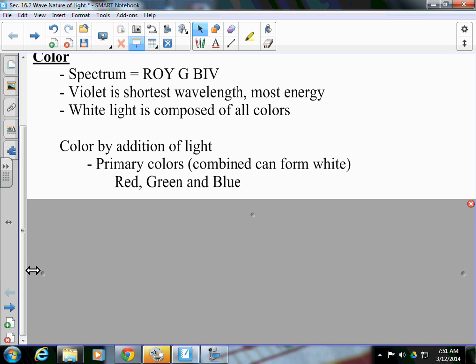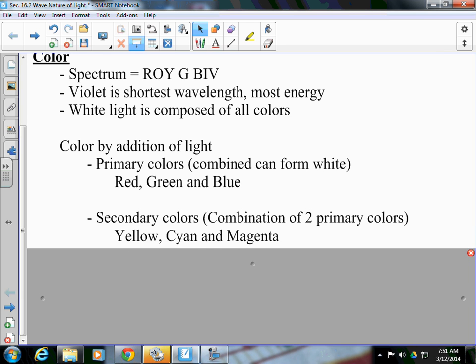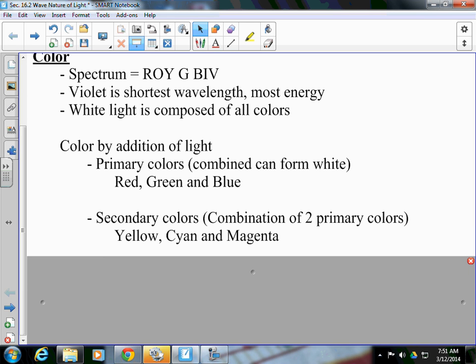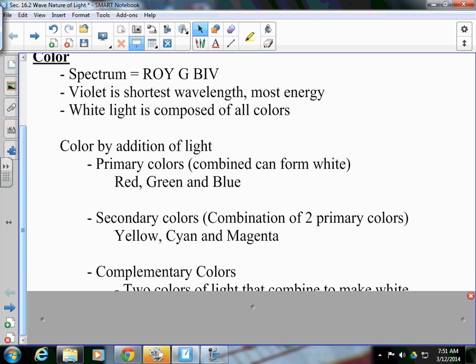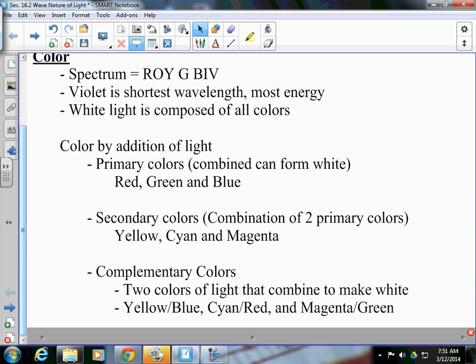If you take two primary colors and combine them together, you're going to get three more colors, just like with pigments. Two of the three primary colors together give you the secondary colors. The secondary colors are yellow, cyan, and magenta. Complementary colors are two colors of light that combine to make white light. If you take yellow and blue light, you'll make white light. Cyan and red will make white light. And magenta and green will make white light. So: primary colors, secondary colors, and complementary colors of light.